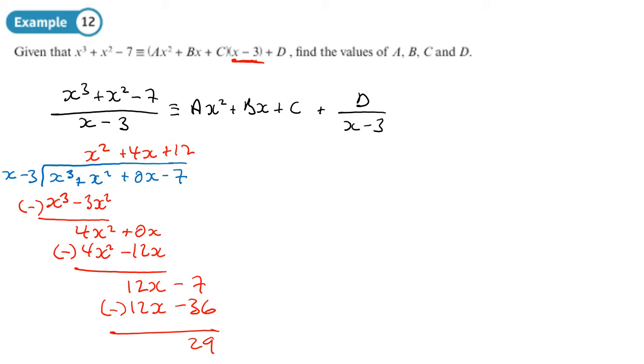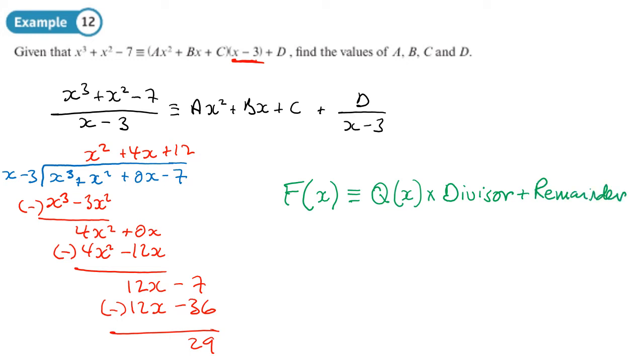I did say there is another way of doing it, and that's realizing that the function that you have, written in this way, is equivalent to the quotient multiplied by the divisor plus the remainder. When you compare coefficients, you can expand the brackets, compare coefficients, and you can do it that way. Yeah, that's another way of doing it. So you can expand the brackets out and then compare the coefficients.